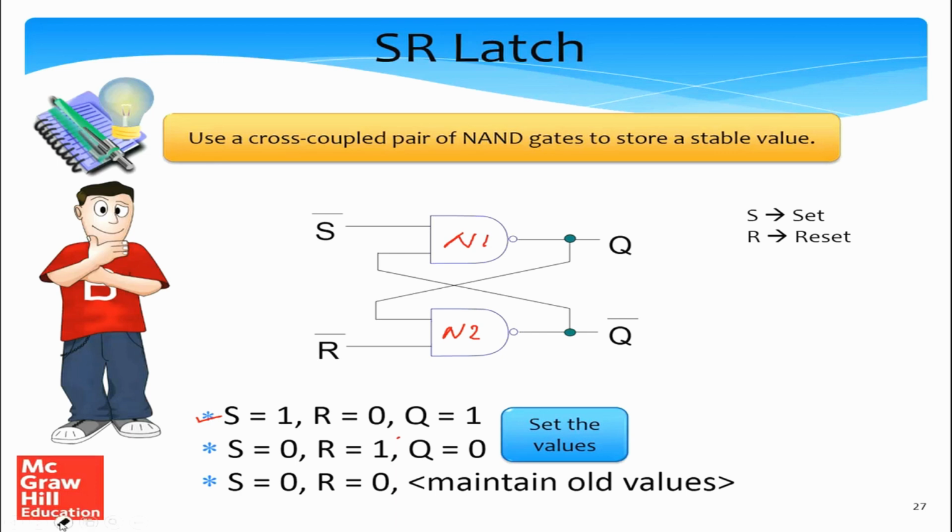Now what can be done? In this case, the value of S is 0, so S complement is 1. And the value of R, we are setting it to 1, so the complement of R is 0. The same logic holds that in any NAND gate, if one of the inputs is 0, then the output gets automatically set to 1.